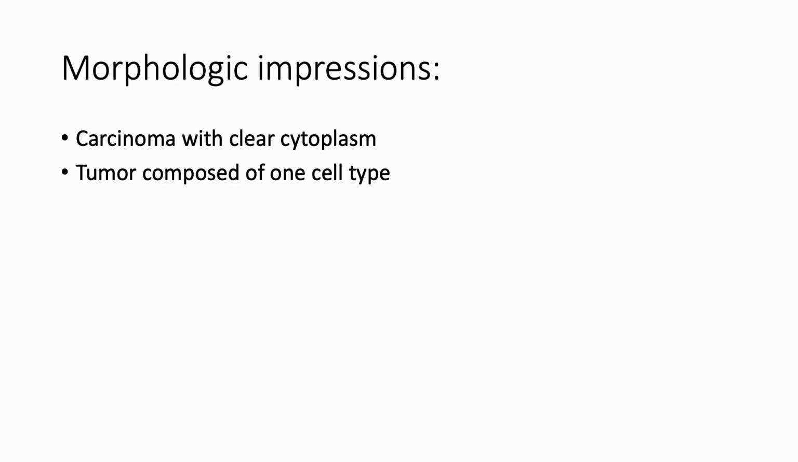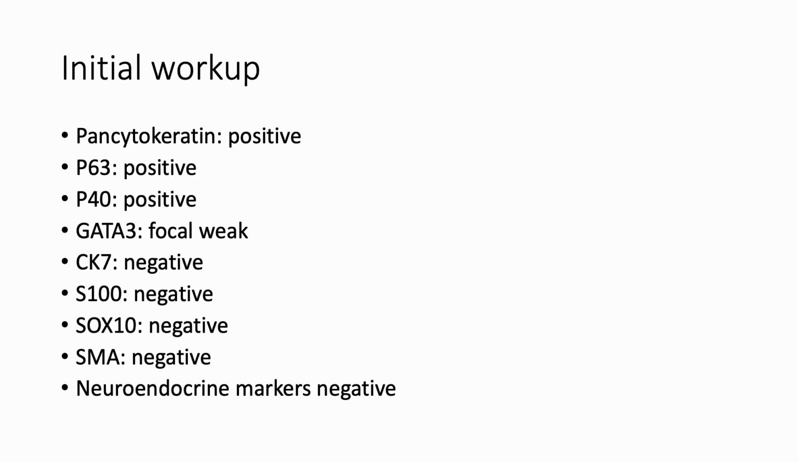Summary of morphology: carcinoma composed of a single cell type. Tumor cells have focal clear cytoplasm, irregular nests in fibrous stroma, increased mitoses and necrosis. There are lymph node metastases. Initial immunohistochemical stains show tumor cells positive for GATA3, pancytokeratin, P63, and P40. They are negative for CK7, S100, SMA, and neuroendocrine markers.